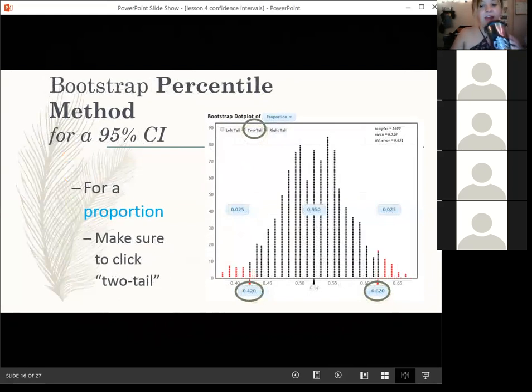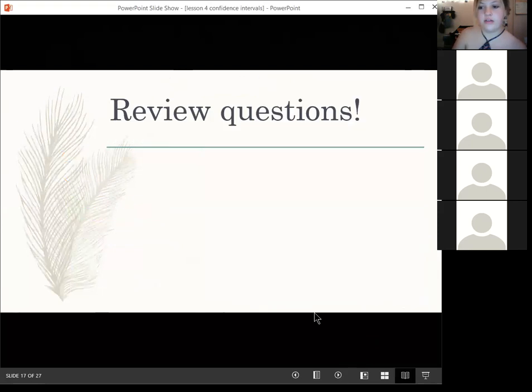Okay, here we go. So this is just if you're doing it for a proportion, so categorical variables, you do the same exact thing. Make sure you hit two tail and 95% in here, and there's your lower and upper bound. So hopefully that's not too complicated.